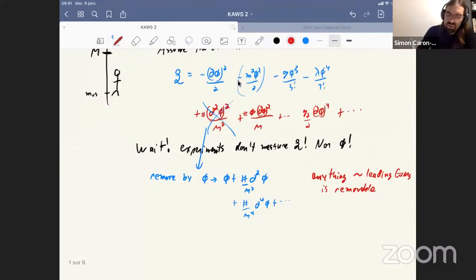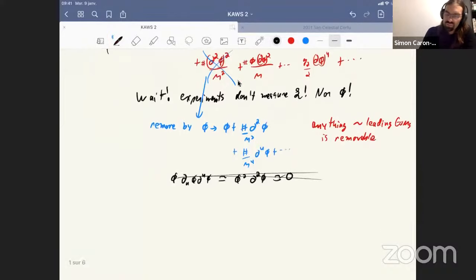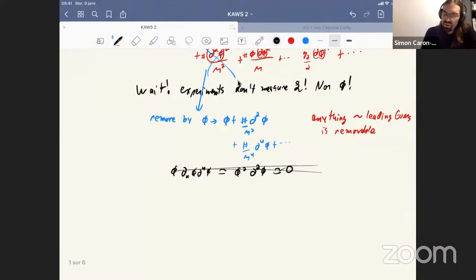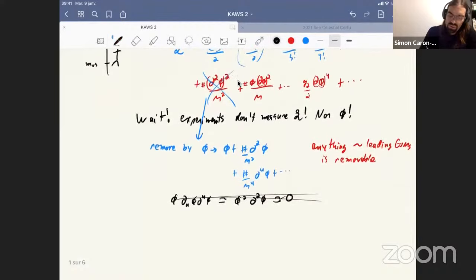And in fact, if you take the cubic coupling, like phi, del mu phi, del mu phi, up to integration by parts it's the same as phi squared del square phi, which is 0. So you don't even have to bother about corrections to the cubic vertex. The things that survive are in one-to-one correspondence with on-shell amplitudes. So you don't have to write corrections to the kinetic term.